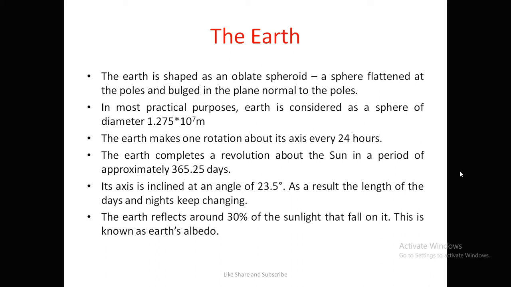The Earth reflects around 30% of the sunlight that falls on it. This is known as Earth's albedo. So actually, whatever sun rays we are getting from the Sun, the Earth is reflecting up to 30% of the same. Around 30% of sunlight is reflected back to space. That reflection may not reach the Sun. So we can say that Earth reflects back to space.